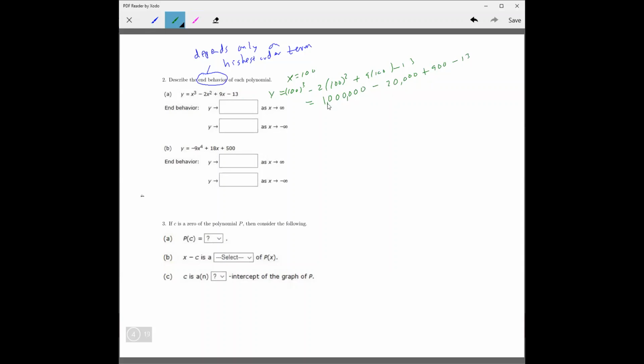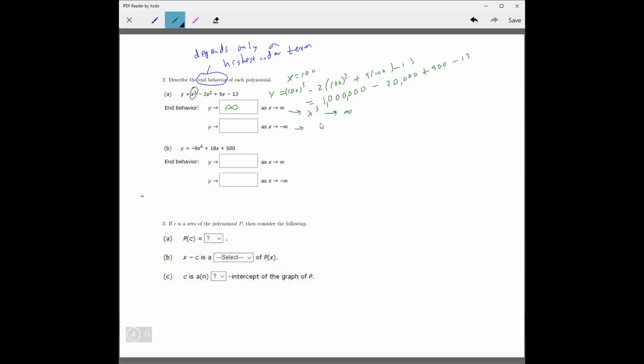So what happens is this first term right here is much bigger than this one. I mean, 20,000 is big, but a million is a lot bigger. And as x continues to get larger, if you made x 1,000, this would be a billion. This would be 2 million, but this would be a billion, which is much bigger. So as x gets larger and larger, this term dominates. And as x goes to infinity, x cubed is going to go to infinity. So that answer there is going to be infinity.